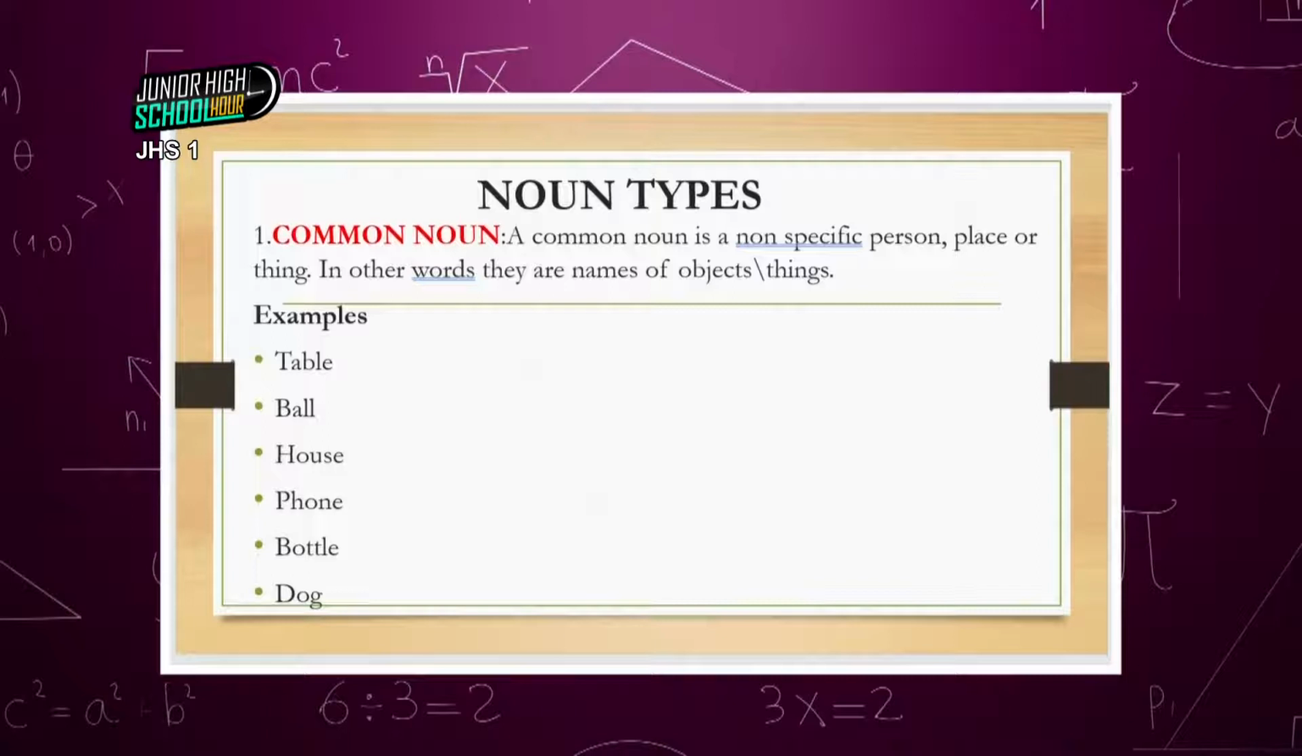So they are names of objects and things. In a simple way, common nouns are names of objects and things. So we have table, we have a ball, we have a house, nouns.